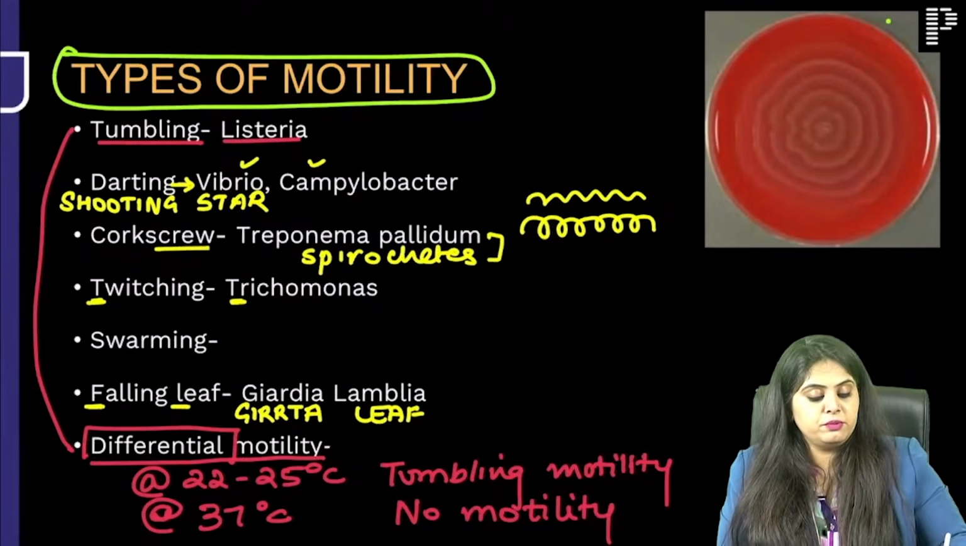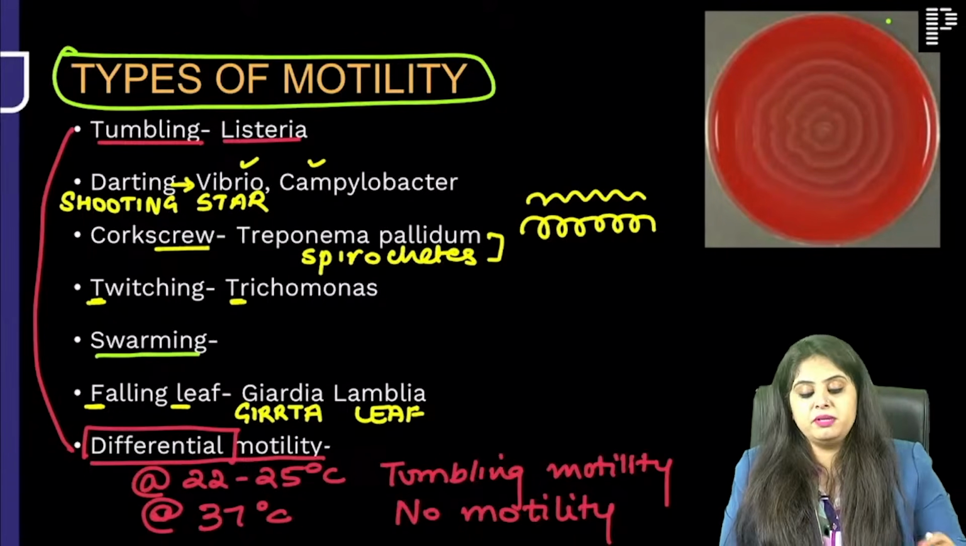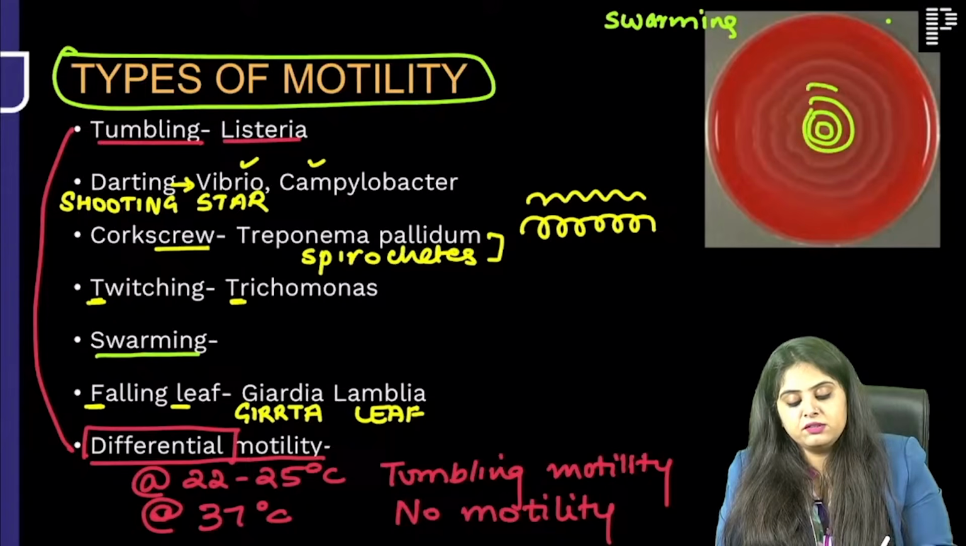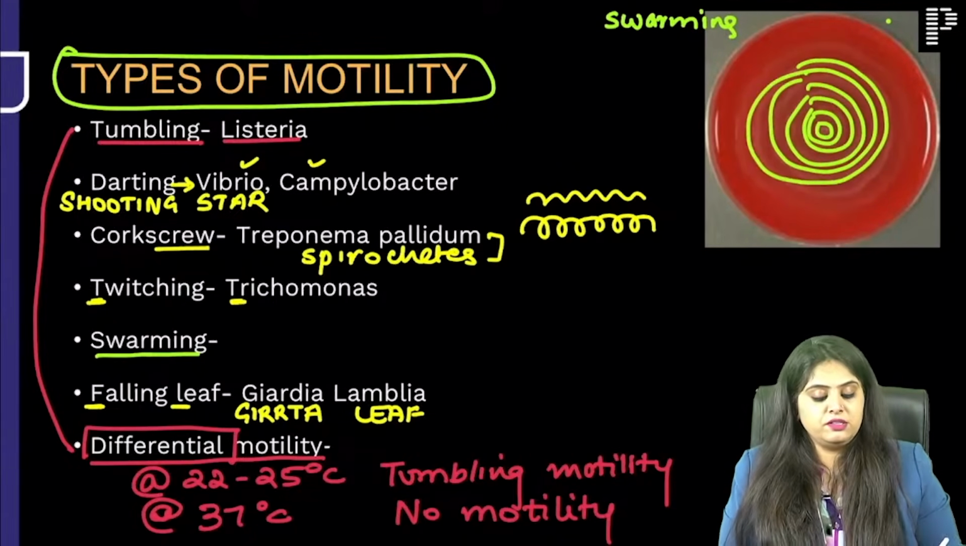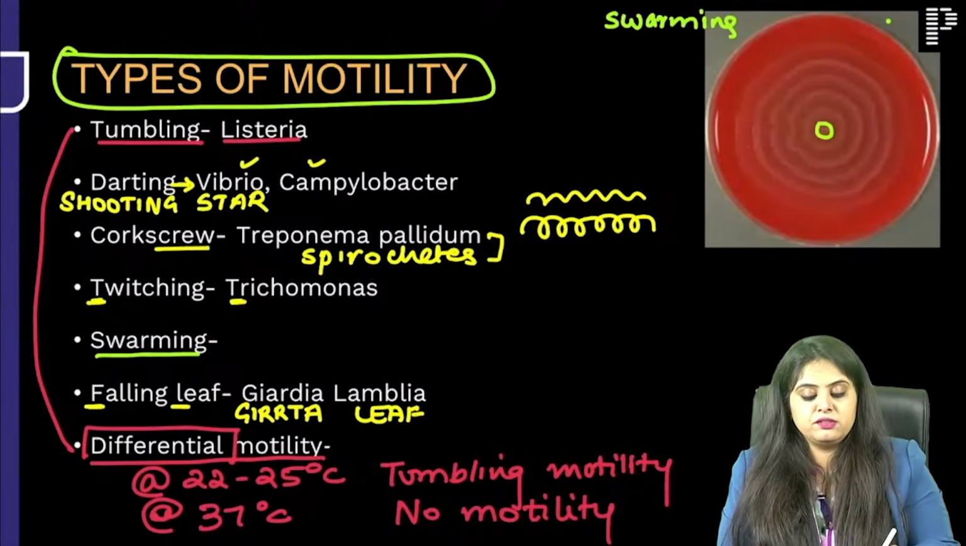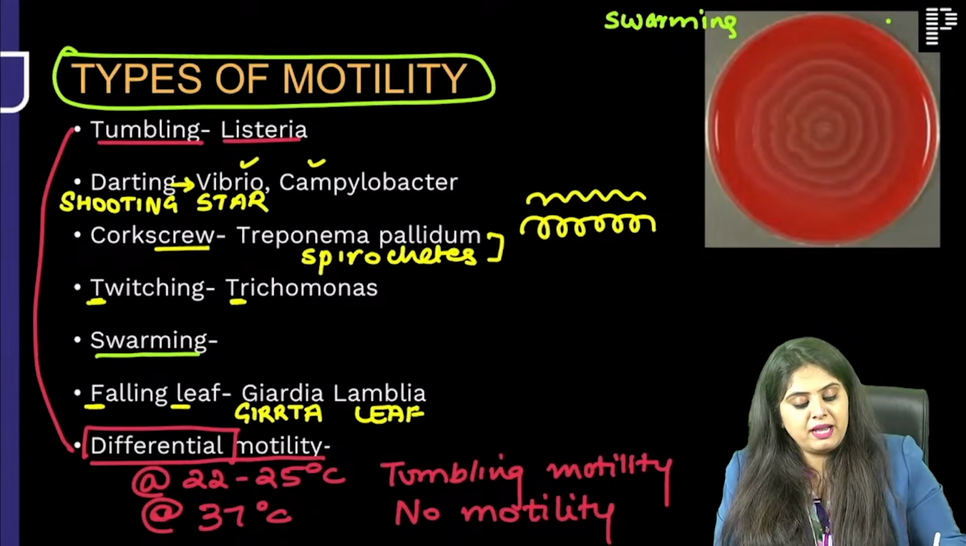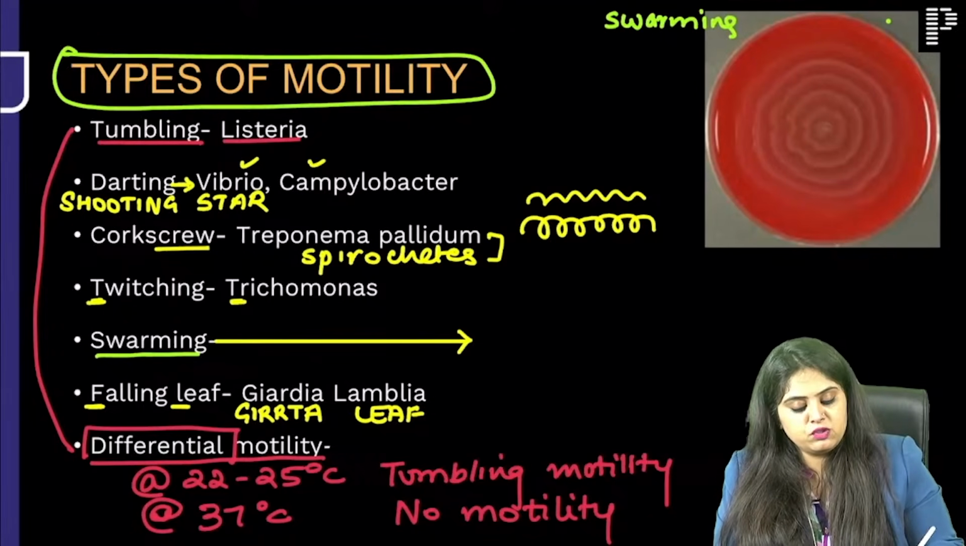Now we are just left with swarming motility. Swarming means the picture that is shown over here. This is swarming motility. You can see that there are concentric circles. That is how the bacteria is moving and growing. The bacteria is moving in concentric circles. I'll erase it so that you can see it yourself. This is swarming motility, and swarming is shown by which bacteria?